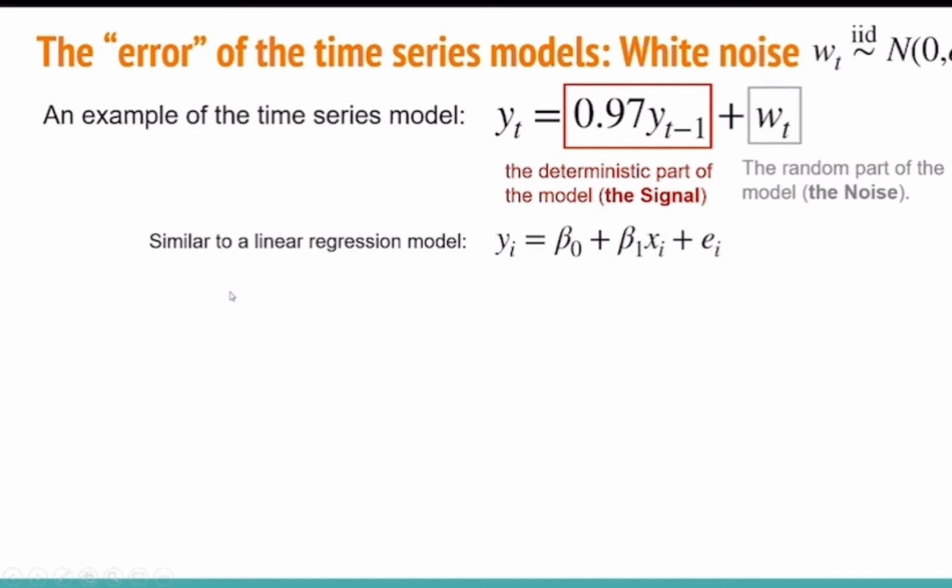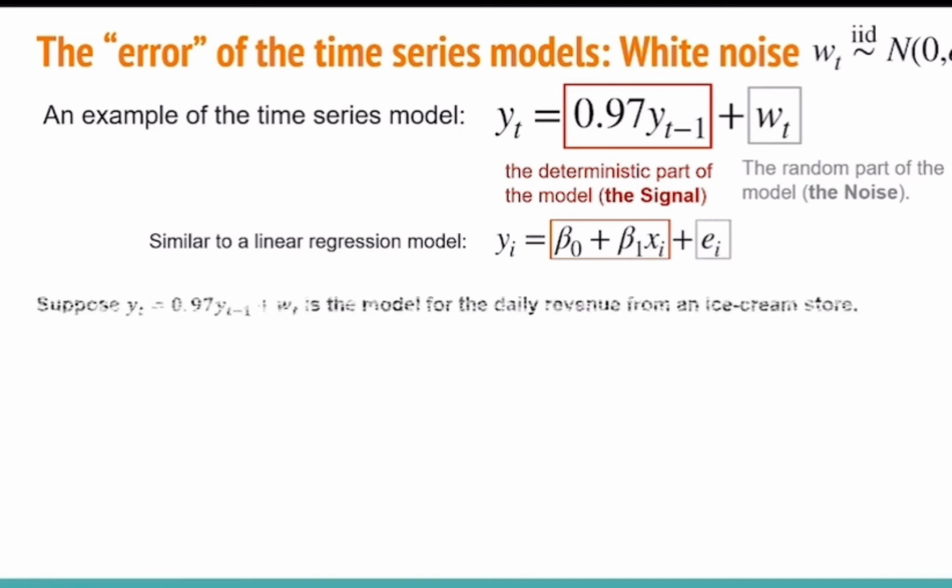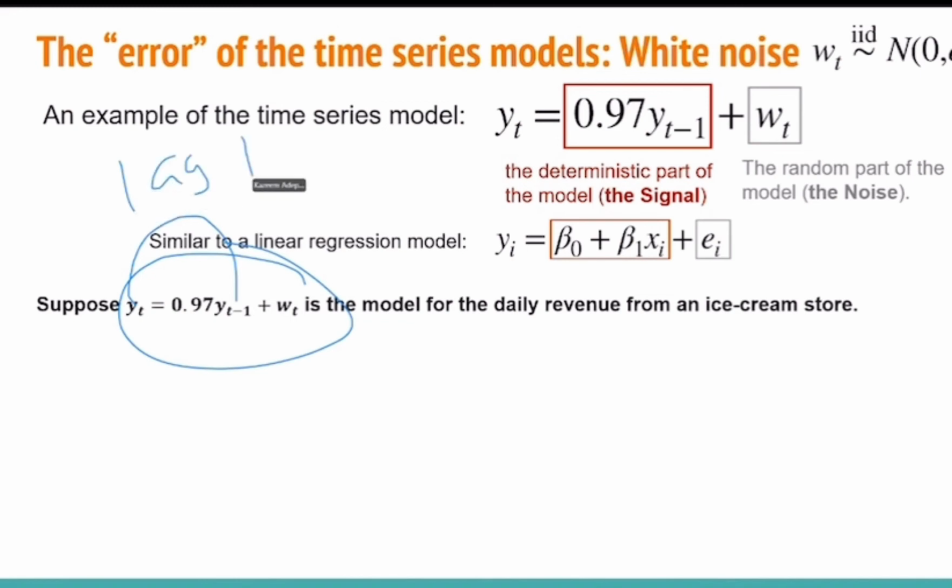Now, like I said, that is similar to linear regression, where that part is the deterministic part, and the other part is a random part. And I call this particular model an autoregressive model of order one. The distance between YT and YT minus one, they are lag one apart. You get what I mean, right? They are lag one apart.